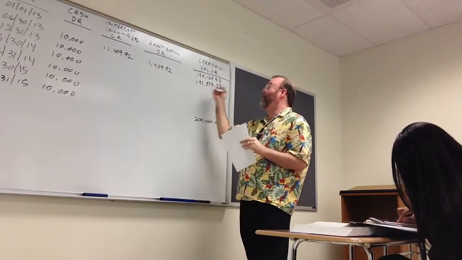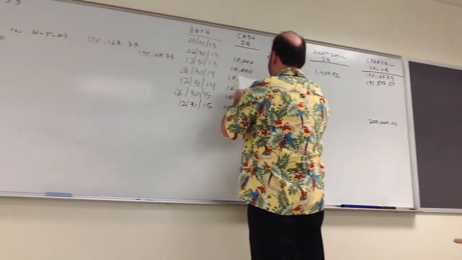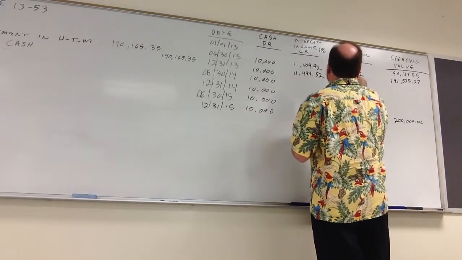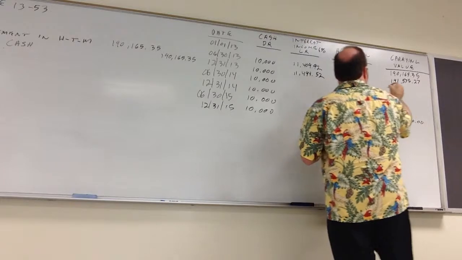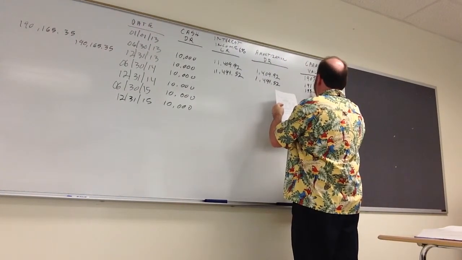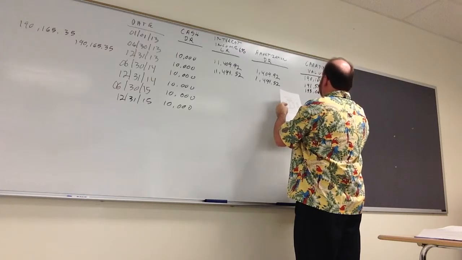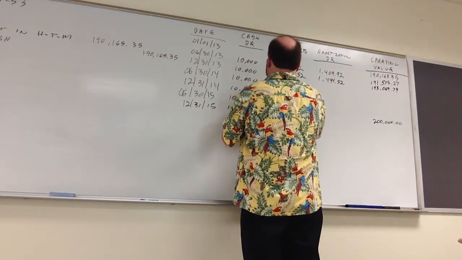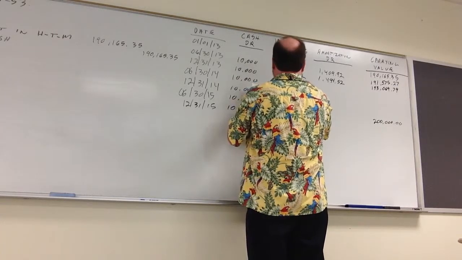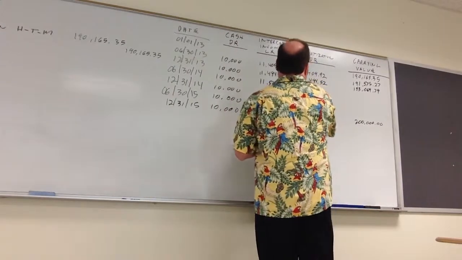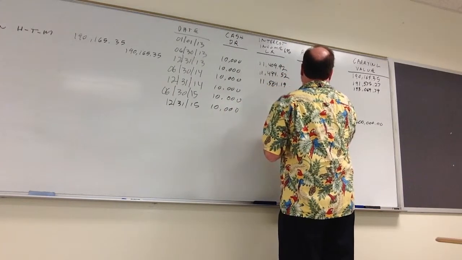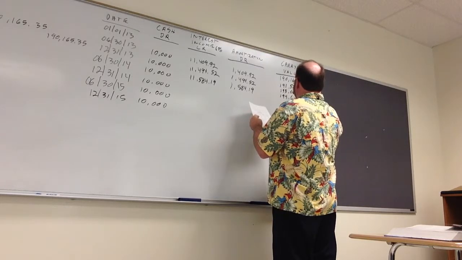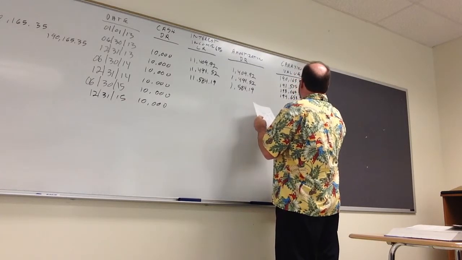Repeat the process. Multiply that times 6%, and we get 11,494.52. A difference of 1,494.52. Which brings us to $193,069.79. On June 30, 2014, we'll then have 11,584.19 in interest income, amortization of 1,584.19, bringing our carrying value to 194,653.98.